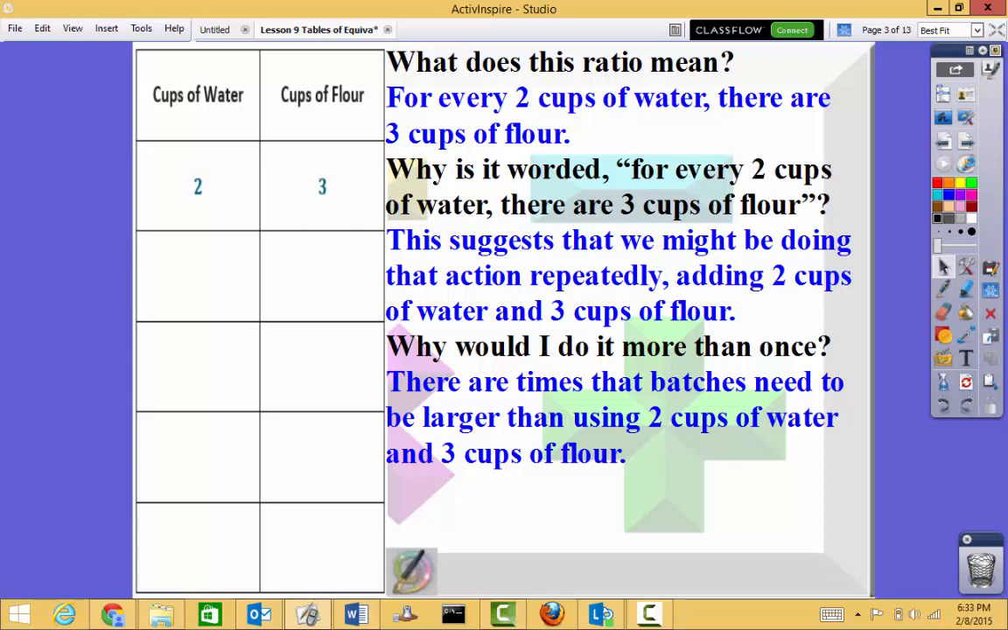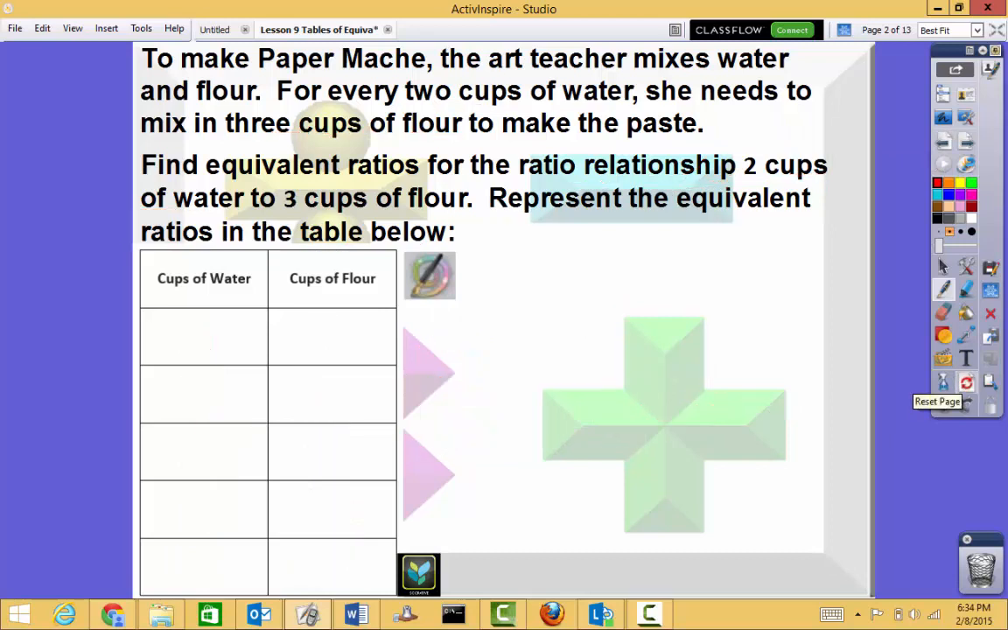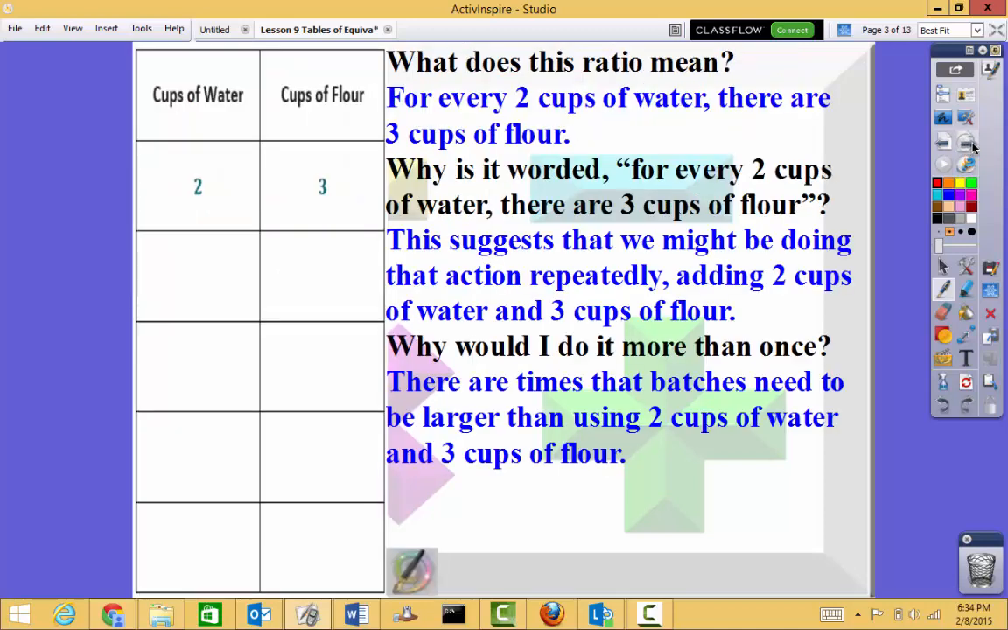Now, why would I be adding it multiple times? Well, if I was thinking this was a baking project, if I'm a baker, do I just make one batch of cookies and then say that's it? No, if I'm a baker, I'm probably going to do it multiple times. If I look back at this specific example, it's telling me that this art teacher is going to be doing this. Now, one batch might be enough for only 3 kids, so she might have to make multiple batches.